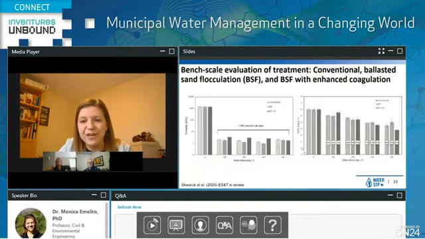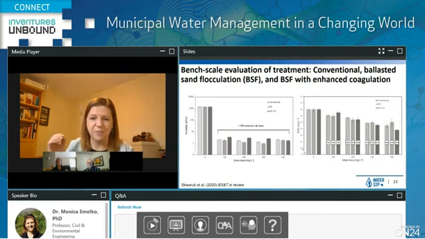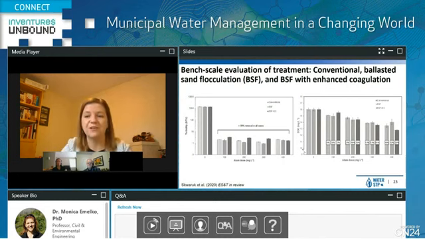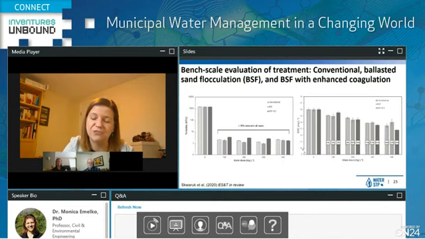Quite simply, with a range of these technologies, so specifically we looked at conventional treatment, which is coagulation, flocculation, clarification, usually by sedimentation, this ballasted sand flocculation, and then we also looked at ballasted sand flocculation with enhanced coagulation. Why? Because that helps us in dropping the pH of the water so that we can precipitate solids. And the long and short, as you can see here on the left, is most of the technologies removed turbidity very well, but carbon, the NOM, was a challenge.